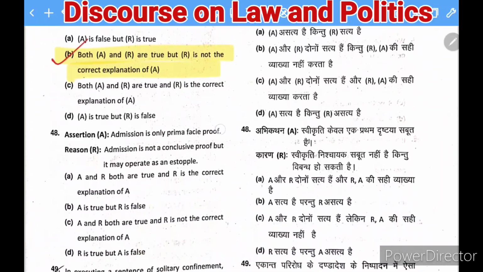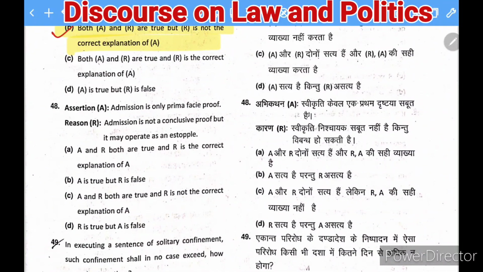Now moving to the next question, which is also based on assertion and reason. Here you can see the assertion is: admission is only prima facie proof, and the reason is: admission is not a conclusive proof, but it may operate as an estoppel. Now let's see which is the correct answer. A and R both are true, and R is the correct explanation of A. My dear friends, both the statements, assertion and reason, are correct, but there is no nexus why it is to be called a prima facie proof. So therefore it is not correct.